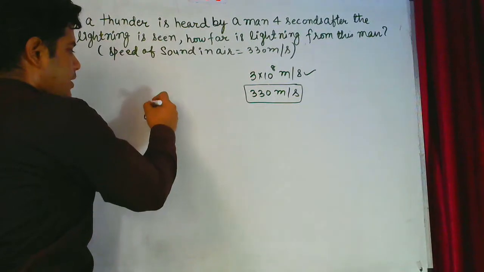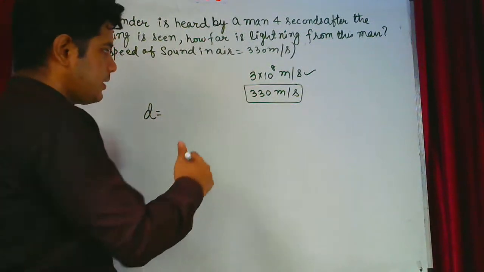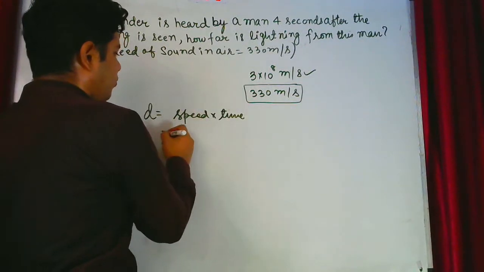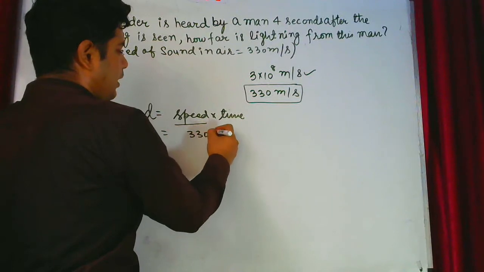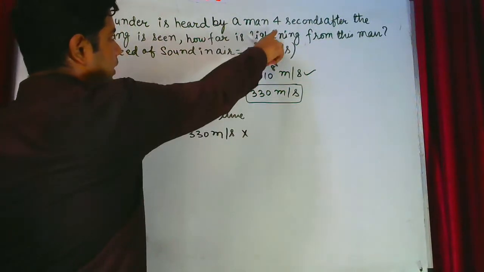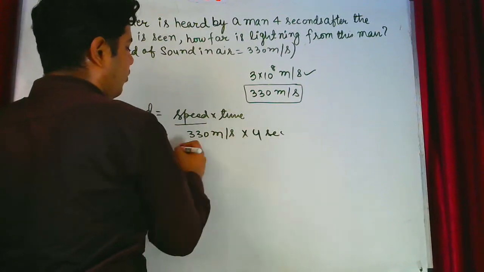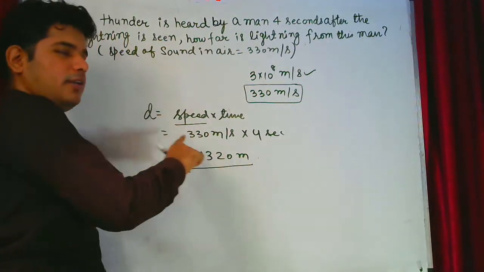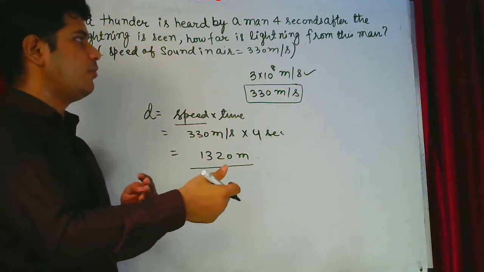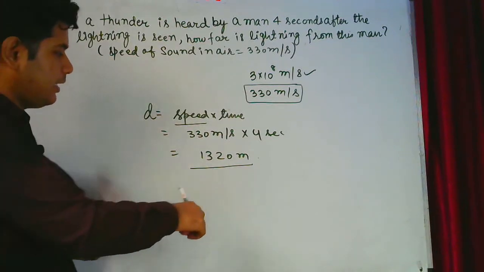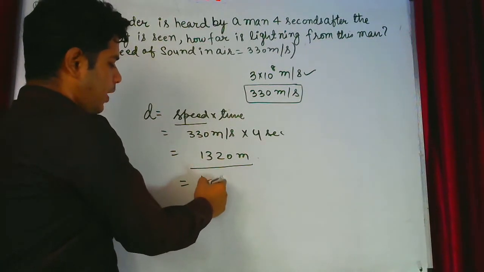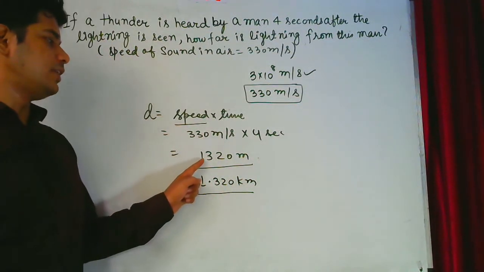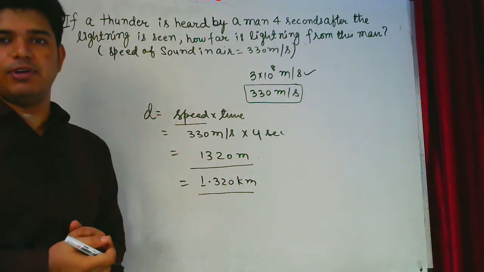So what is distance? For constant speed, distance is speed into time. The speed of sound is 330 meters per second, and the thunder is heard after 4 seconds. If you multiply these, we get 1320 meters. It means the distance between the man and where the lightning happened is 1.320 kilometers, or 1320 meters. I hope this gives you your answer.